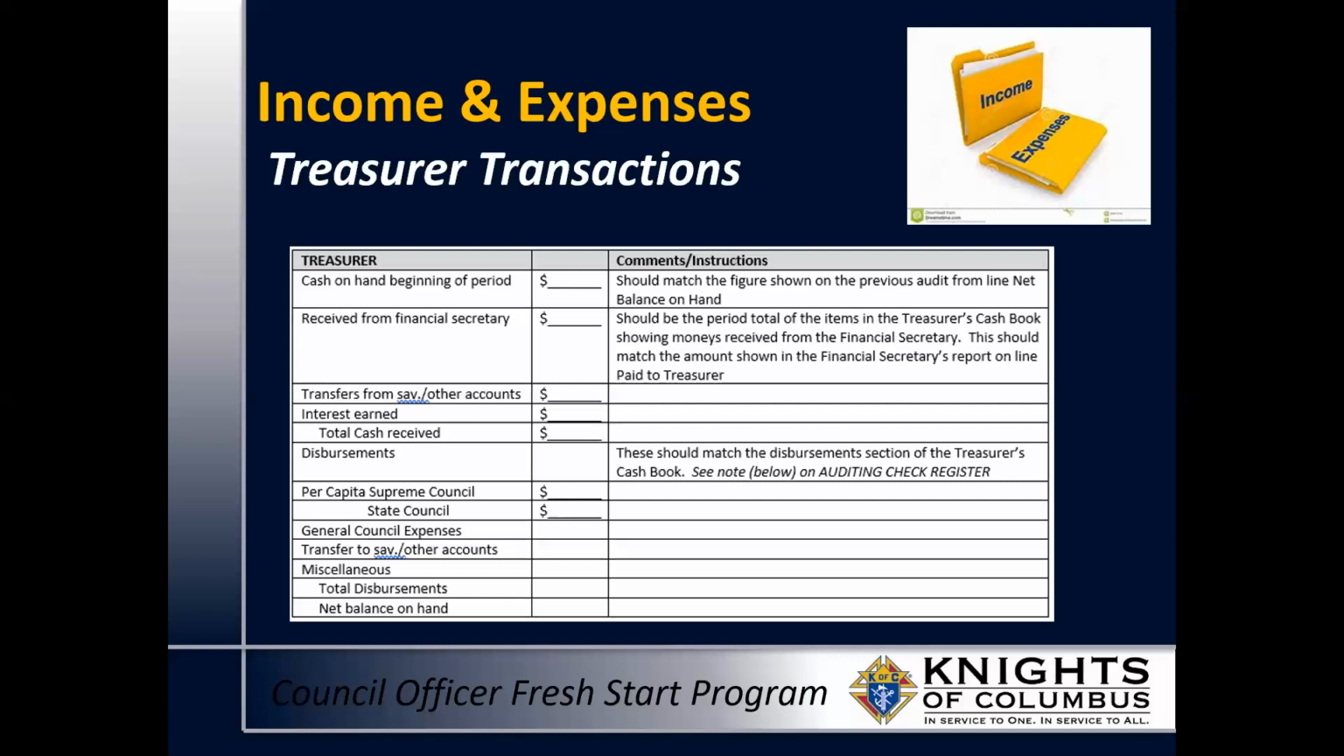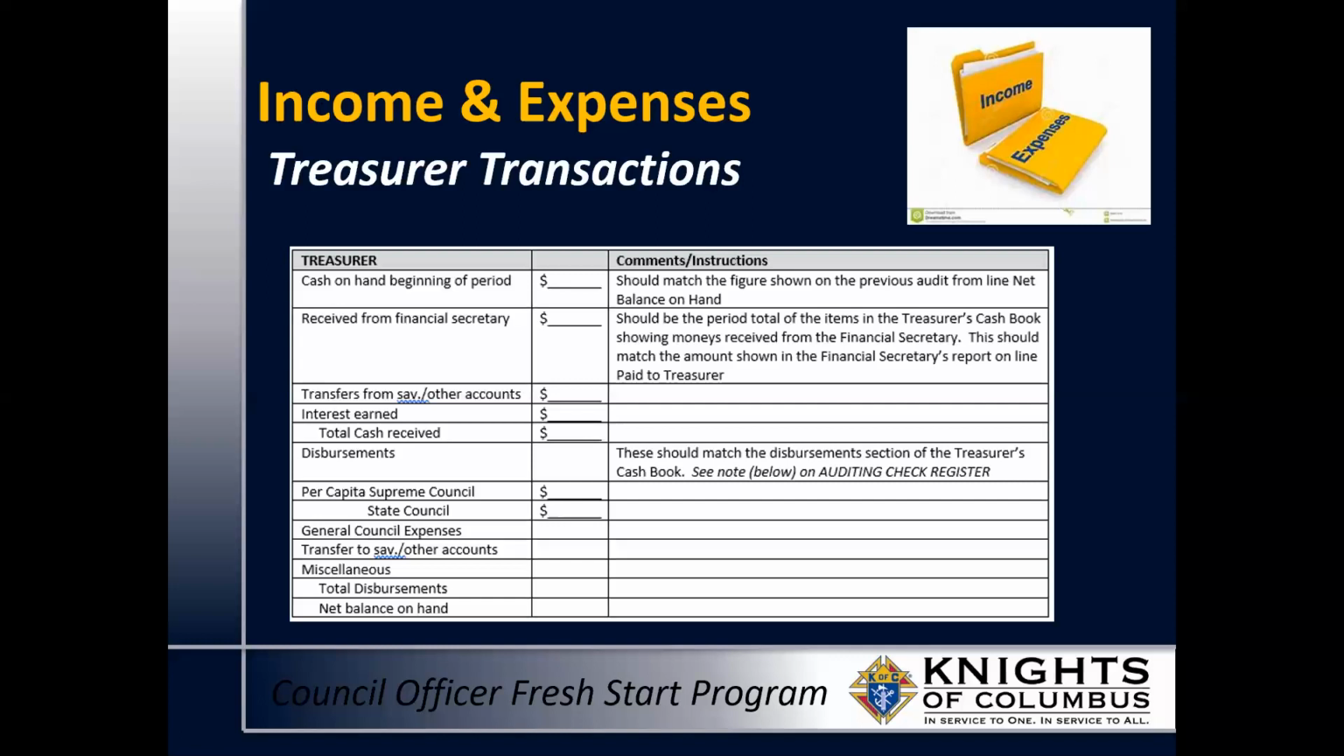Any interest earned from the bank records we talked about before, anything that's on bank statements where you receive any interest from the money that you have, you would then put that in that line right there. And then the total cash received. Total cash received then would be the amount received from the financial secretary, transfers from savings accounts, and interest earned. That would give you your cash received for the period.